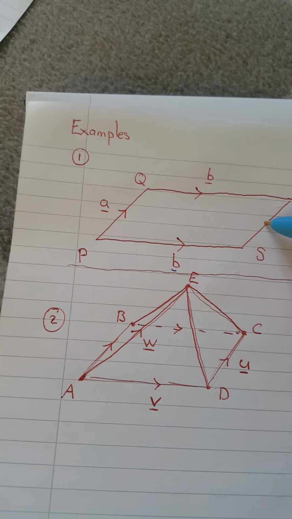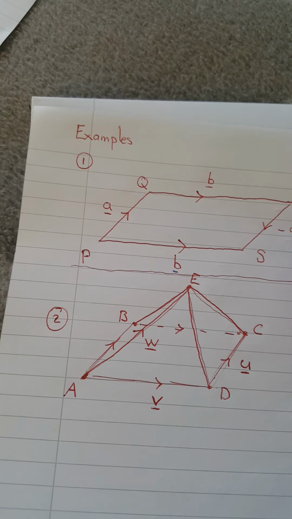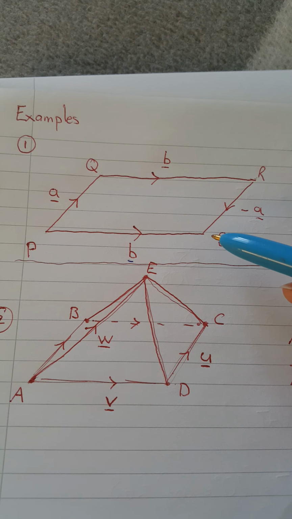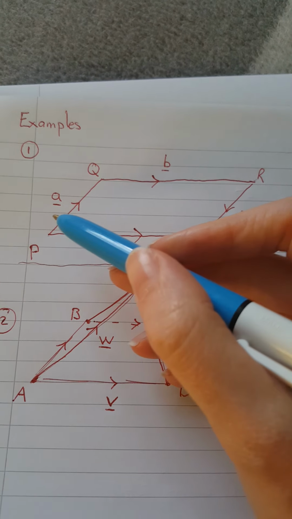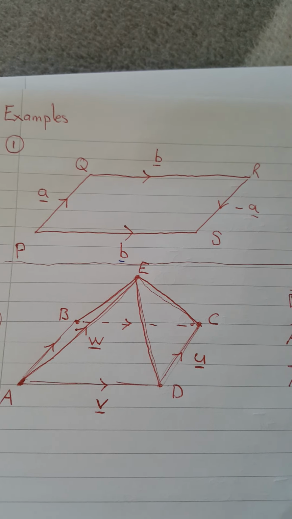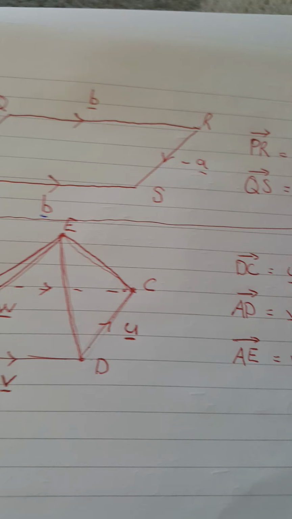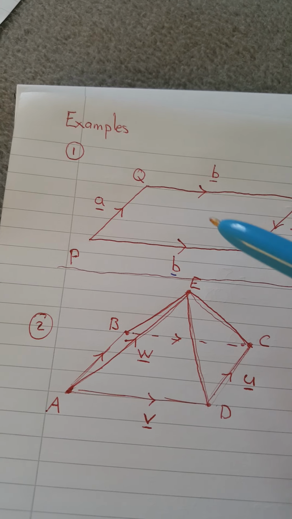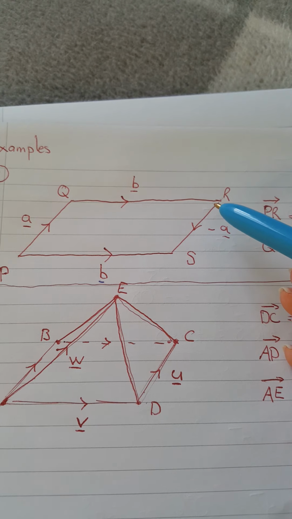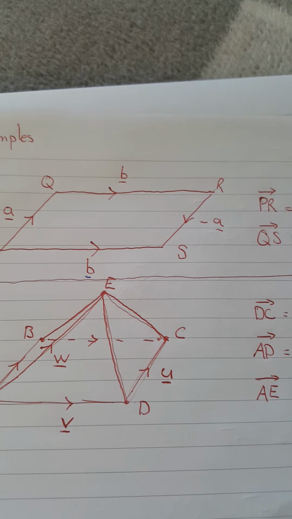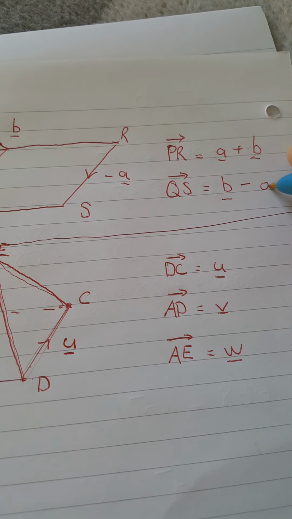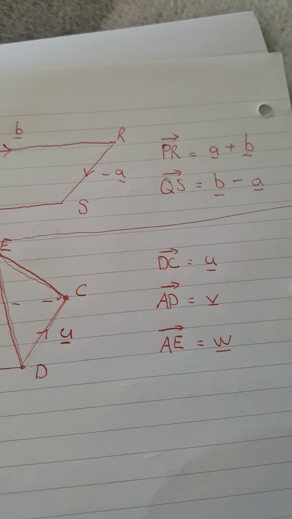Now, going from R to S would be the vector minus a. It's going in the opposite direction. It's parallel to the vector a, but going in the opposite direction, so that's minus a. So effectively, to go from Q to S, I go along the vector b, and then it's minus a. So it would be b minus a this time, and that is the vector QS.